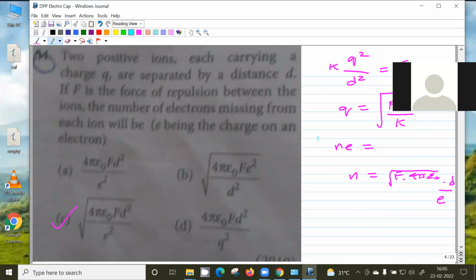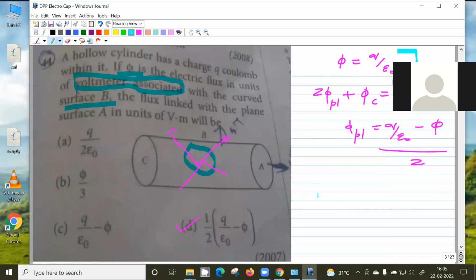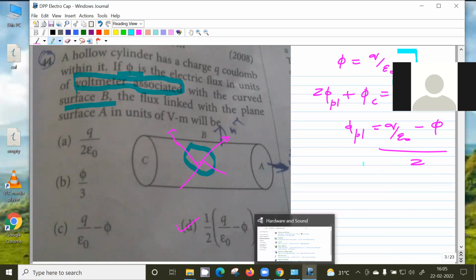Got it? Yes, sir. What is the correct option? C only, sir. So can you check the answer key? Question number, sir, looks like 34. C only, sir. Okay, what about this one? 44. 54. D only, sir. Okay, fine.